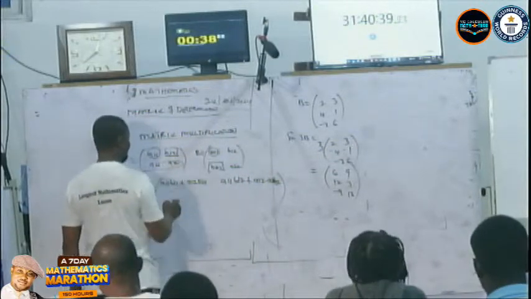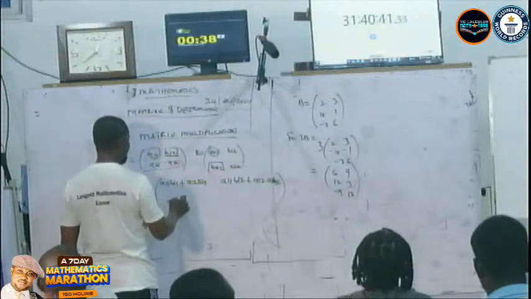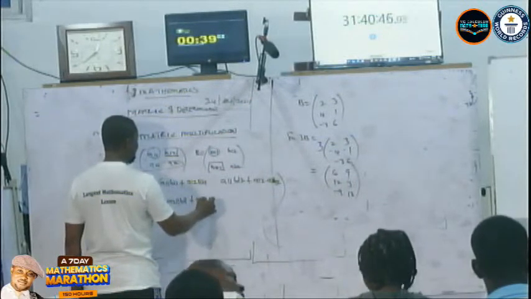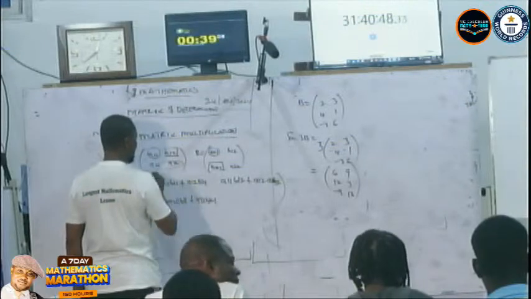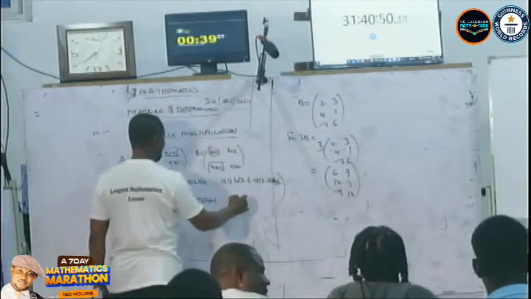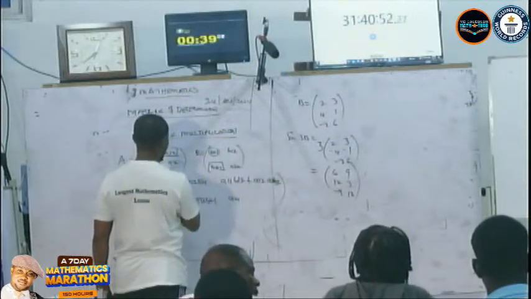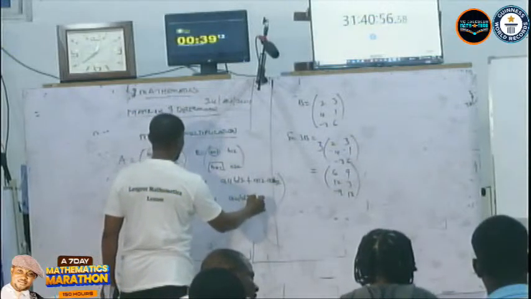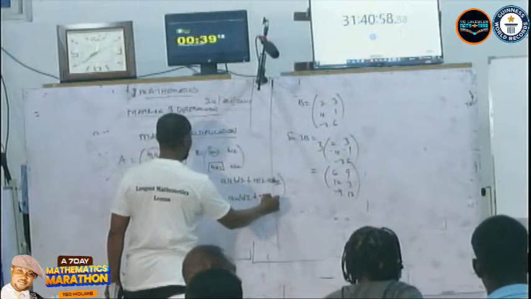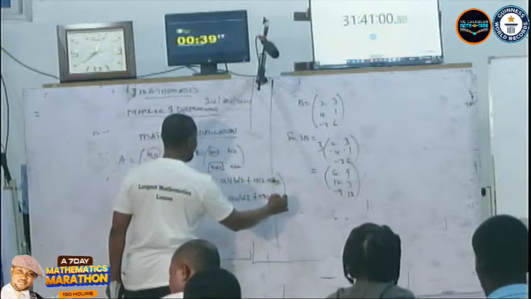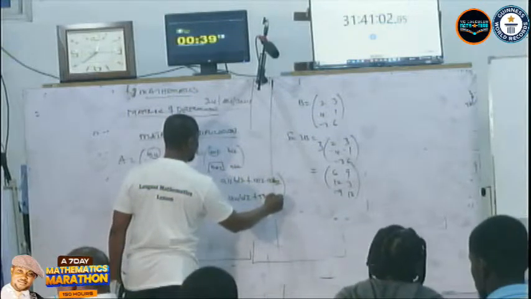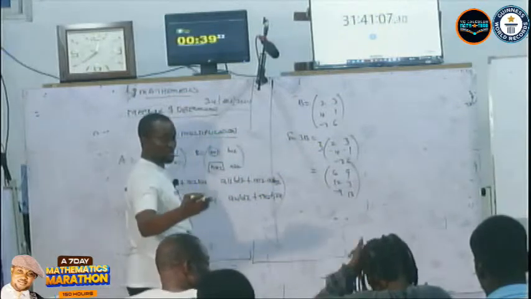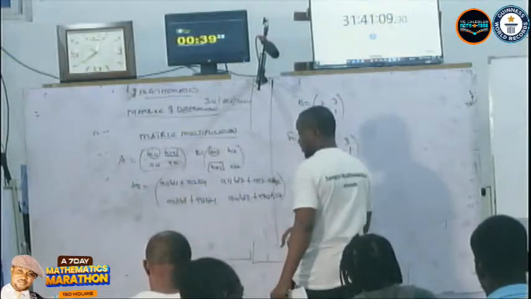Now A21 B11 plus A22 B21. The same thing goes here, which is A21 B12 plus A22 B22. Let me show you what I'm talking about. This is just a sketch of what I want to do.